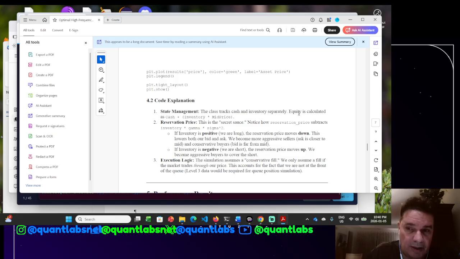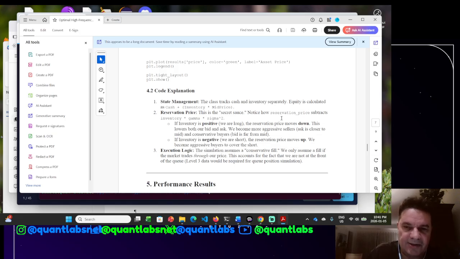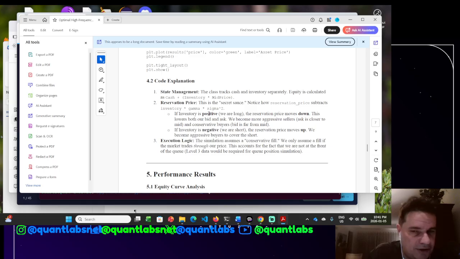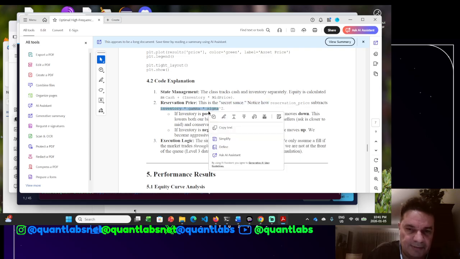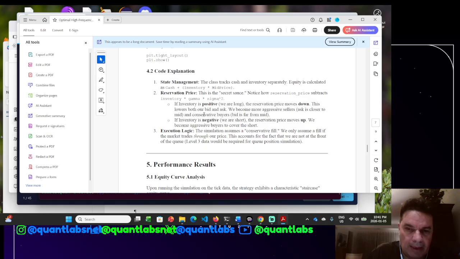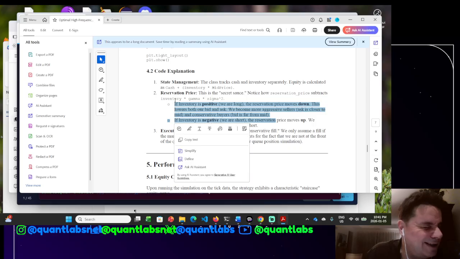These are separated, and the equity is calculated as the cash plus the inventory times the mid price. Then we have the reservation price, which is really, as I said, the secret sauce of the whole thing. The reservation price subtracts inventory times gamma times sigma squared. So this is the logic here, what to do. Again, this is not really talked about at all.